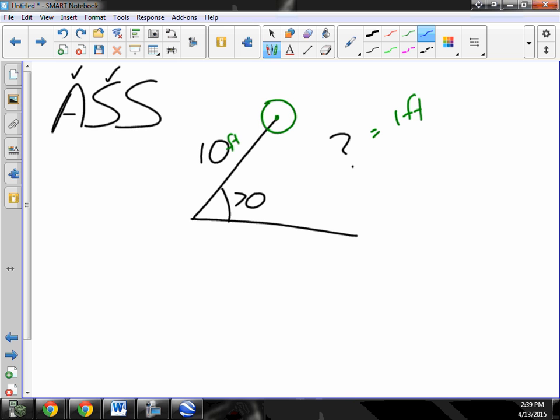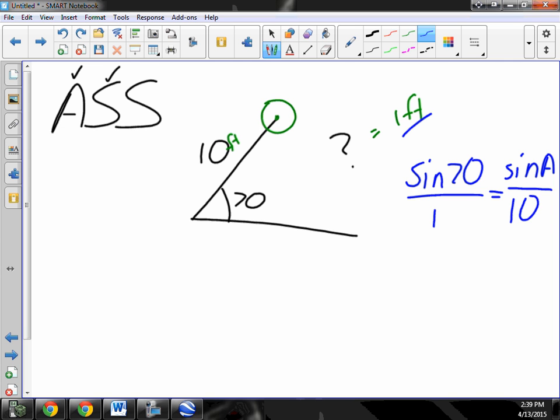Okay, so how long does it need to be? Well, let's figure this out. So let's assume that 1 foot works. Okay? So let's do the law of sines. The sine of 70 over 1 is equal to sine of, I don't have the name, but I could call it A, over 10.